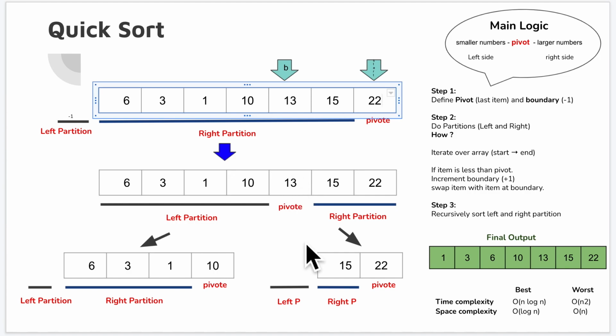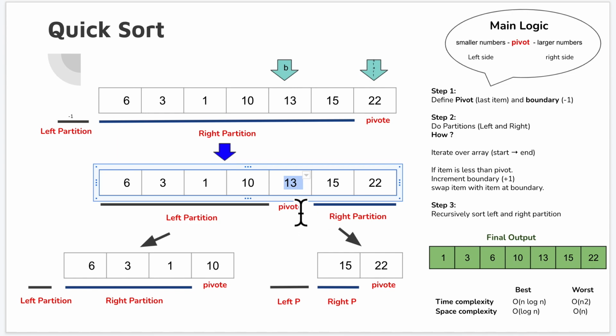Now in the next step, what is the pivot? The pivot is this number 13. So now the pivot moves here. You can see the pivot moved here at 13, and now what is the right partition? Whatever is to the right of the pivot is the right partition, 15 and 22. What is the left partition? This is the left partition, 6, 3, 1, 10. So this is the first iteration. Now we have the left partition, the right partition, and this pivot. Cool. So again, we now have to sort this left partition.